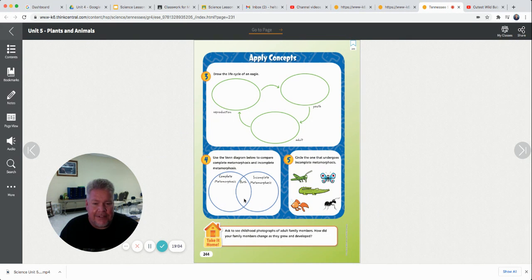So that's the difference. Number 5, circle the one that undergoes incomplete metamorphosis. Well, we had a grasshopper earlier, didn't we? It's egg, nymph, adult. Okay.